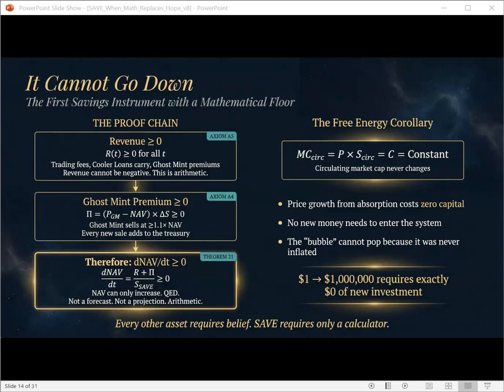And here is the corollary that makes sophisticated investors pause. The circulating market cap, basically price times the circulating supply, is constant. It never changes. Price goes from $1 to $1 billion and the circulating market cap stays exactly the same. But that is not how it is going to happen. As the treasury grows, the market cap also continues to grow. So every other asset requires belief, but SAVE requires only a calculator.